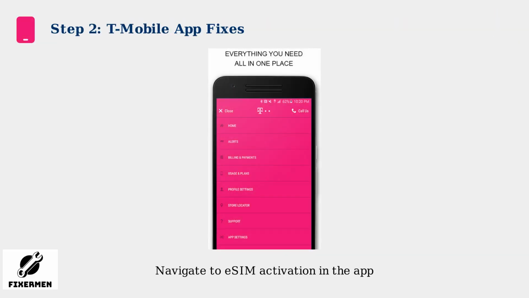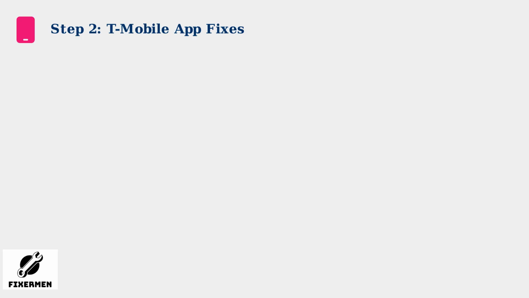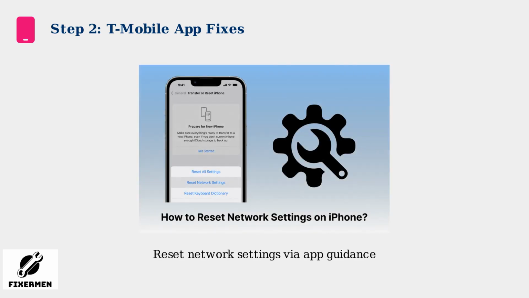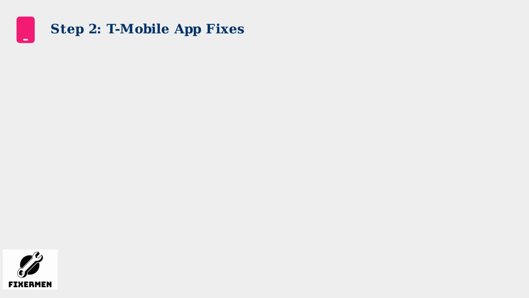Open the T-Mobile app and look for the eSIM activation section. The updated app version 8.2.1 and later includes a built-in troubleshooting flow with automatic error diagnostics. If the QR code scan fails, the app will automatically guide you through diagnostic steps to identify the issue. The app will then guide you to reset your network settings, which often resolves activation mismatches. Make sure to restart your phone after resetting the network settings to complete the process.